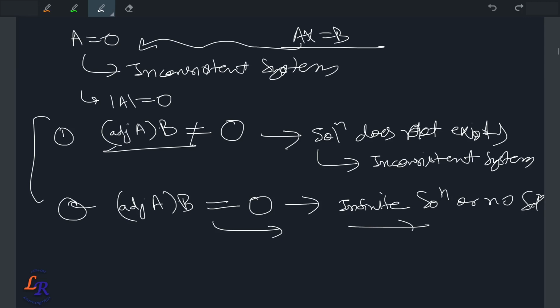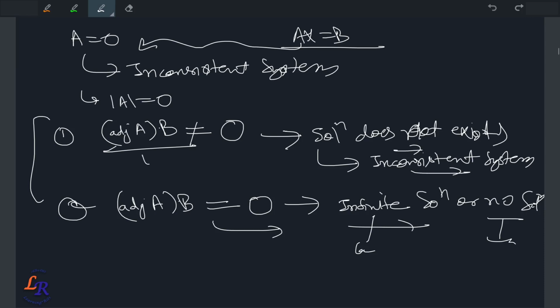Again, it can be consistent or non-consistent, right? If it has infinite solutions, then it is a consistent system. If it has no solution, then it is an inconsistent system. But in case they are not equal to the 0 matrix, then it is always an inconsistent system. It does not have any solution.